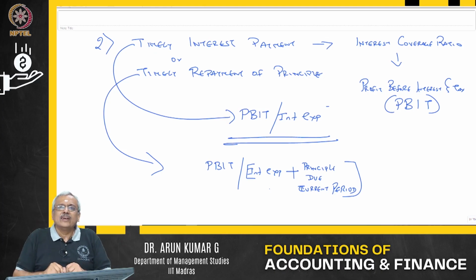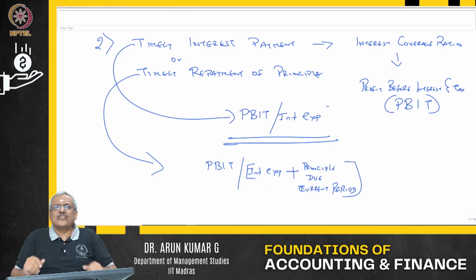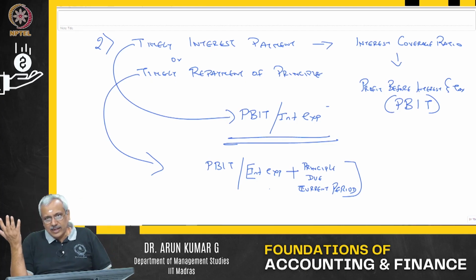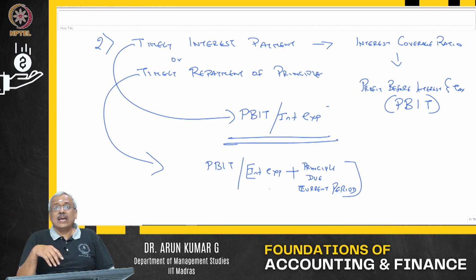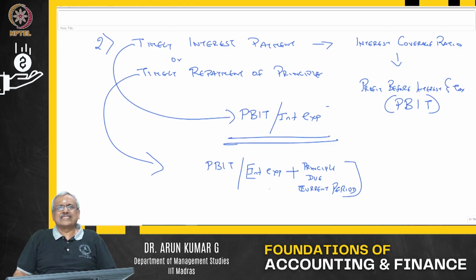So, what happens? Now, if the cushion is very high, then obviously the kind of interest I will demand as a loan provider will also be relatively lower. If the cushion is very, very tight, then the kind of interest I will demand will be very high because I am taking a huge amount of risk out there. So, are our interests not standardized?